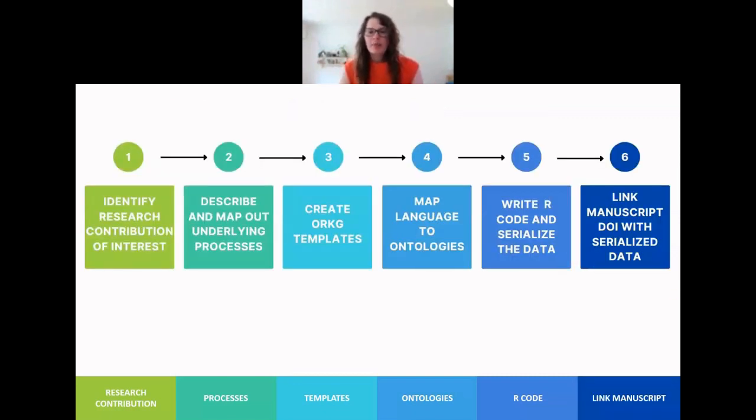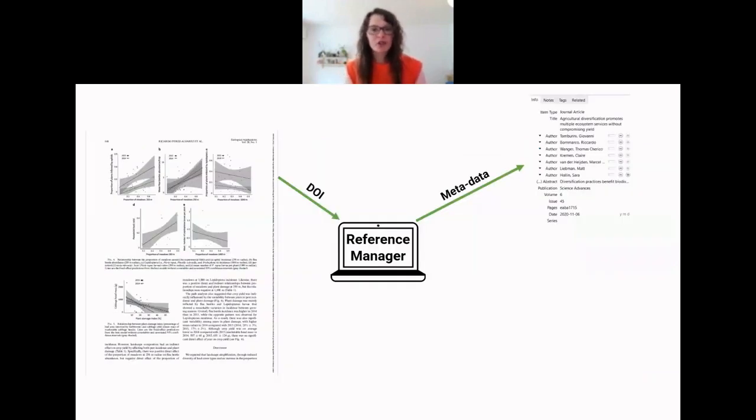So the final step in this machine readable transformation process is linking the data that we produced in these R codes to the manuscript DOI. And this allows the information to be automatically captured by the ORKG using a simple DOI lookup function, which eliminates the need for manual data entry. And this is similar to what a reference manager, like Zotero, does for the manuscript's metadata. So you upload your PDF to your computer, your reference manager captures some metadata that's associated with the manuscript's DOI, and it structures the data in this nice format.